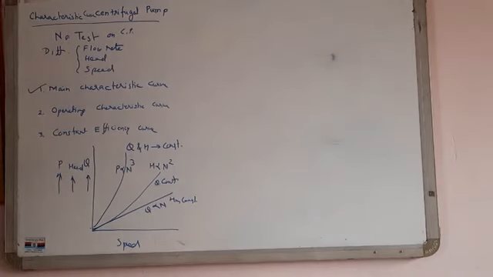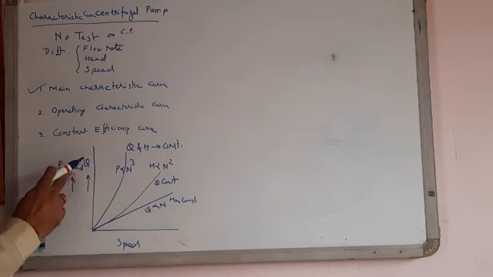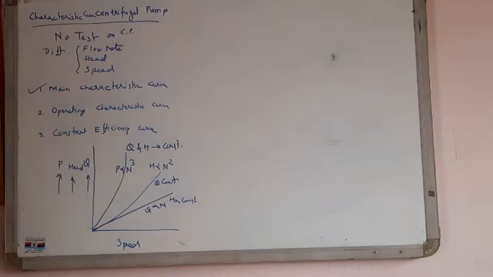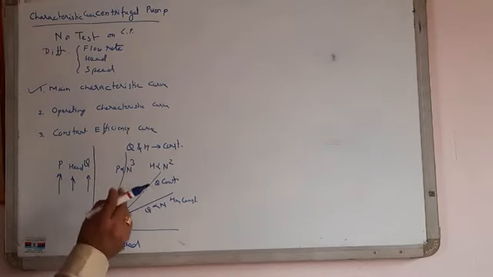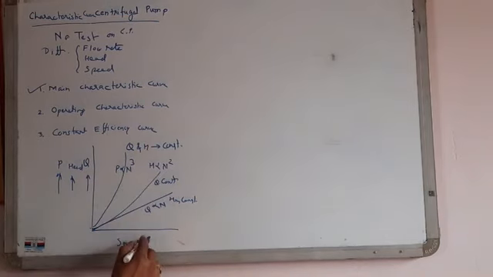The main characteristic curve of centrifugal pump consists of variation of head, manometric head, power and discharge with respect to speed. For plotting curve of manometric head versus speed, discharge is kept constant. Here discharge is kept constant. Q is kept constant.